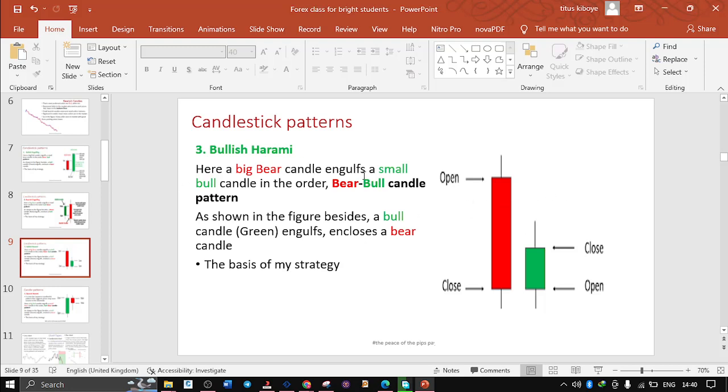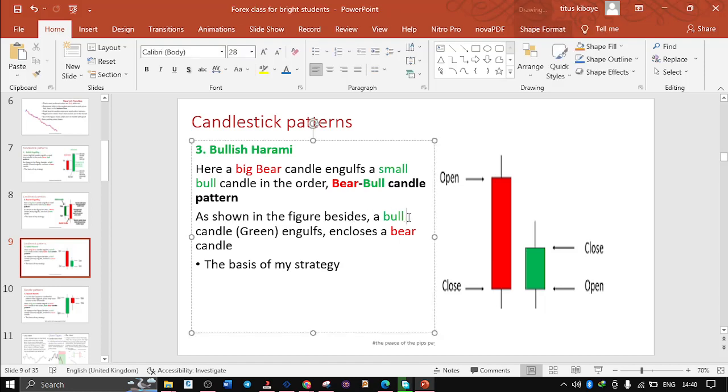Here, a big bear candle engulfs a small blue bull candle, in the order of bearish then bull candle pattern. This is a bearish candle. A bear candle engulfs, in brackets encloses, a bull candle. You see that? We are making some corrections.